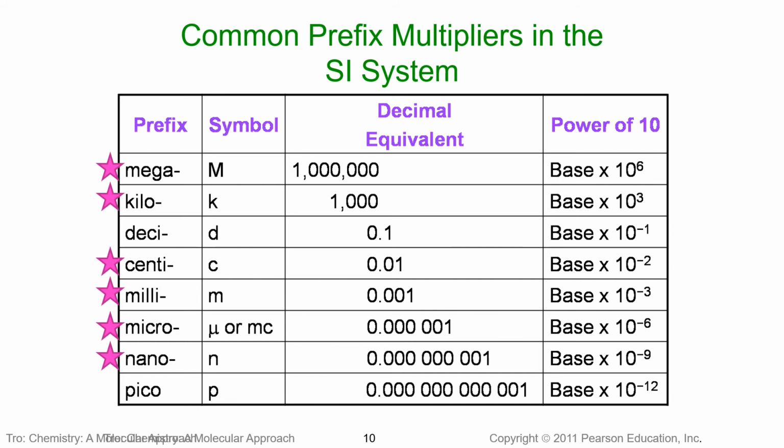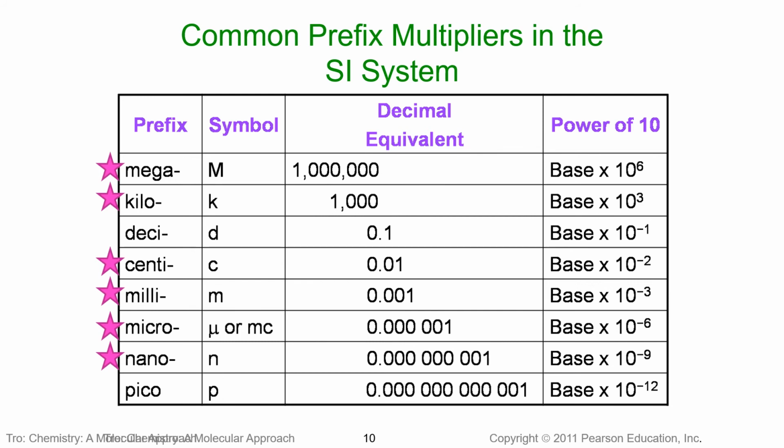We're going to use prefix multipliers with our SI system. The prefix multipliers that we're going to use most frequently are the ones with the pink stars next to them, and these are the ones you're going to want to be able to convert into or out of other values. Whatever our base unit is, whatever measurement we're making, if we were making meters, a megameter would be abbreviated capital M, lowercase m.